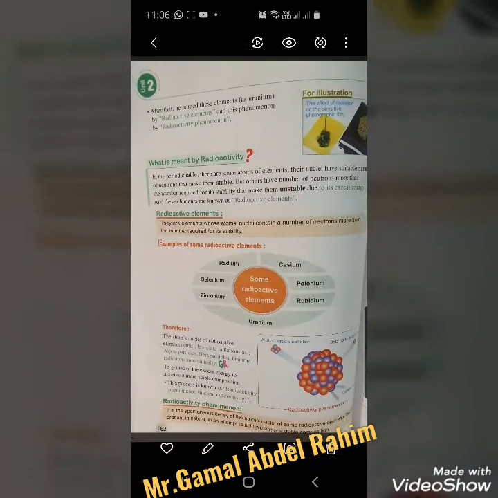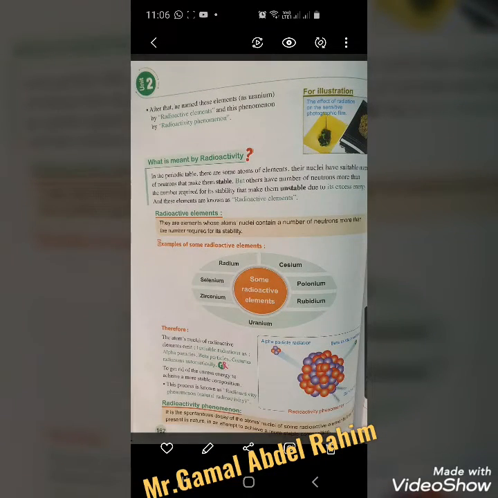So what does the atom do to release this energy? It should do something to release this heavy energy and heavy mass. What happened here? The nuclei of radioactive elements emit invisible radiation, maybe alpha particles or beta particles or gamma rays, automatically.